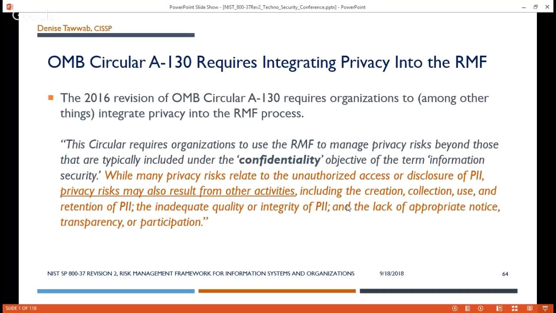While many privacy risks relate to the unauthorized access or disclosure of PII, privacy risk may also result from other activities, including the creation, collection, use, and retention of PII, the inadequate quality or integrity of PII, and the lack of appropriate notice, transparency, or participation. And this is where you let people know that you're collecting PII. Tell them the reason why, tell them how you plan to use it. There's a whole lot involved, but keep in mind that just because you have security, it does not mean that you also have privacy requirements met.